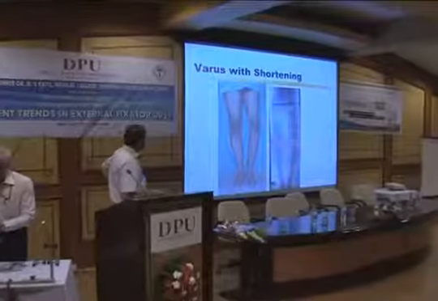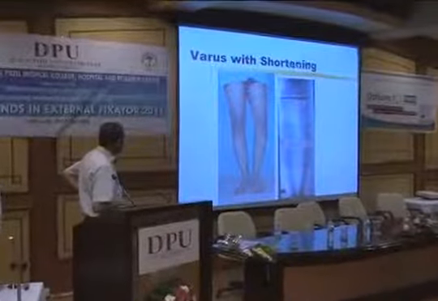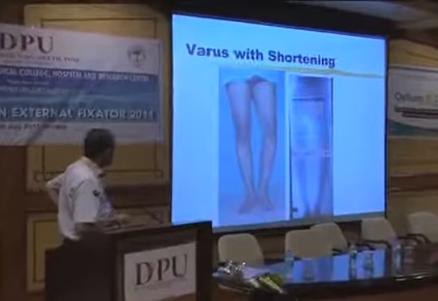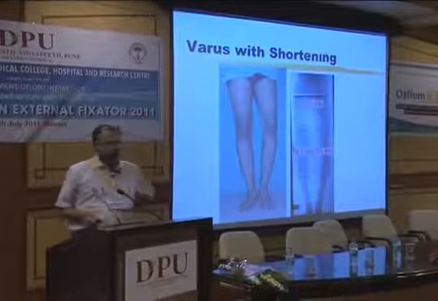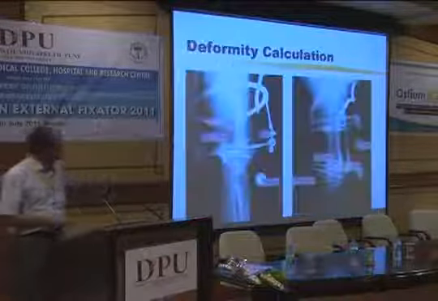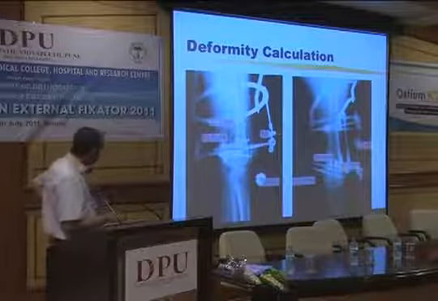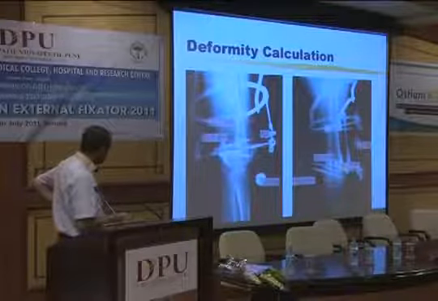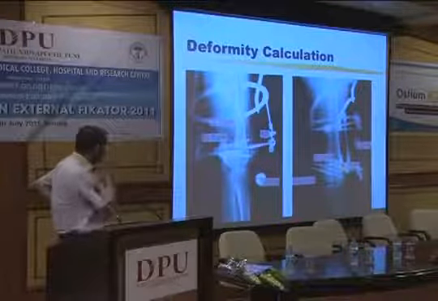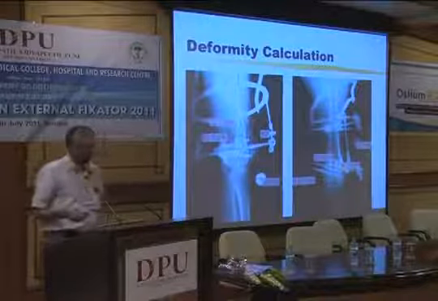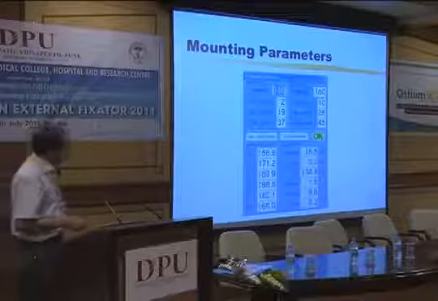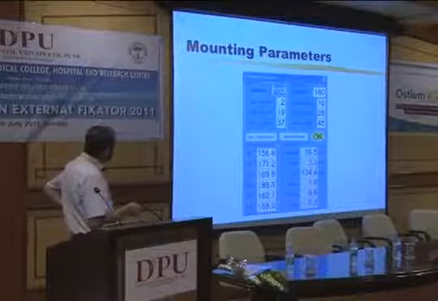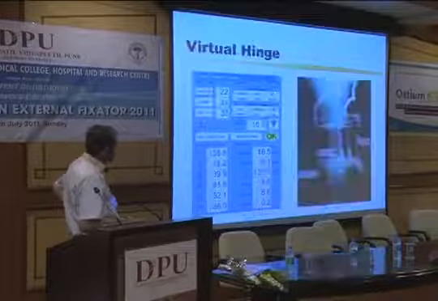So this was a patient with varus and shortening. These are standard ways of calculating the deformity, and then you have to calculate certain things as to where is the CORA, and then where is it in relation to the ring, so that you are able to input into the software. And then you have to put in the mounting parameters. We'll see that in more detail in the demo.